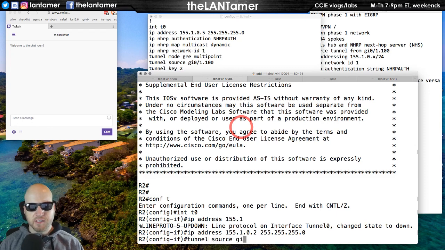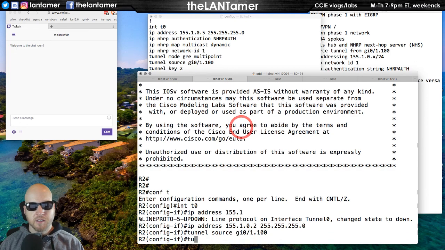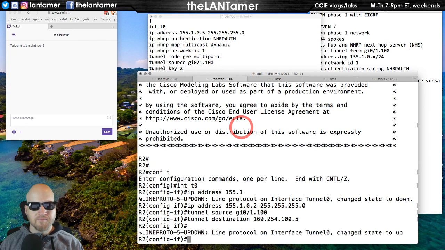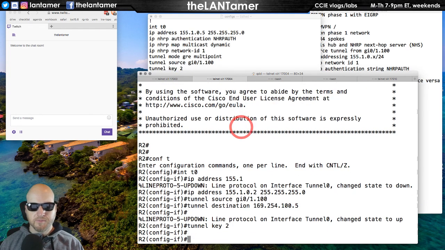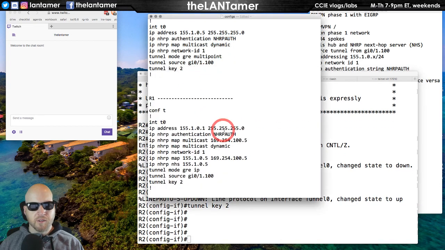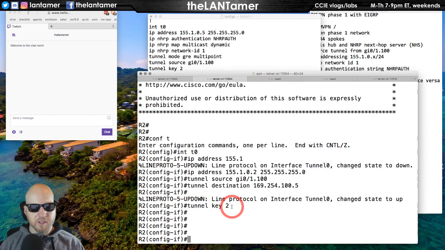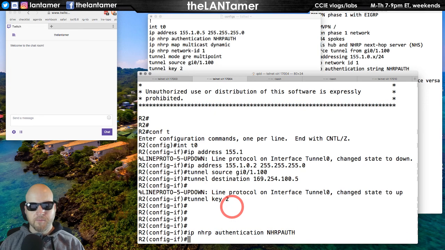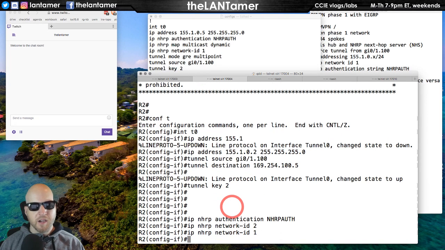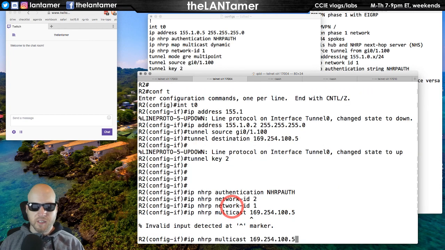The tunnel configuration first. Then we'll do the NHRP configuration. How about that? So in this case, we're going to do tunnel source, tunnel destination, tunnel key 2. Those are tunnel commands, right? We basically have these 3 tunnel commands. IP address, tunnel commands, and then NHRP. So IP NHRP authentication. IP NHRP network ID. I think it's 1. Doesn't matter, really. IP NHRP multicast.